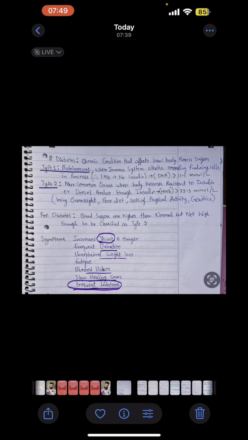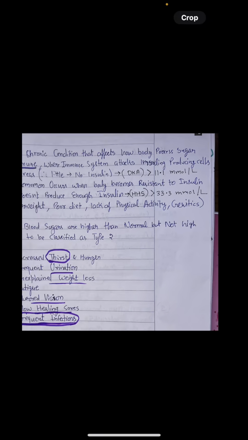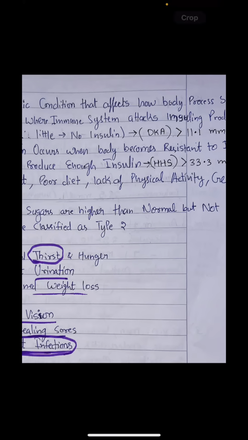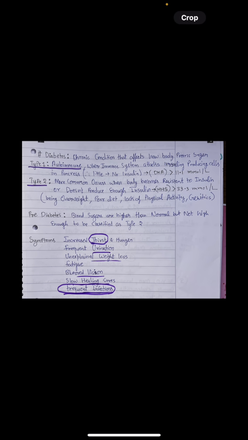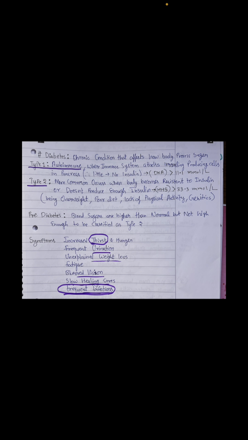What is diabetes? It's a chronic condition that affects how the body processes sugar levels. Type 1 is autoimmune. Type 2 more commonly occurs in adults. In type 1 patients, the risk is of diabetic ketoacidosis, and in type 2 patients, the risk is of HHS. Pre-diabetic stage is where the blood sugar levels are higher than normal but not high enough to be classified as diabetes type 2.